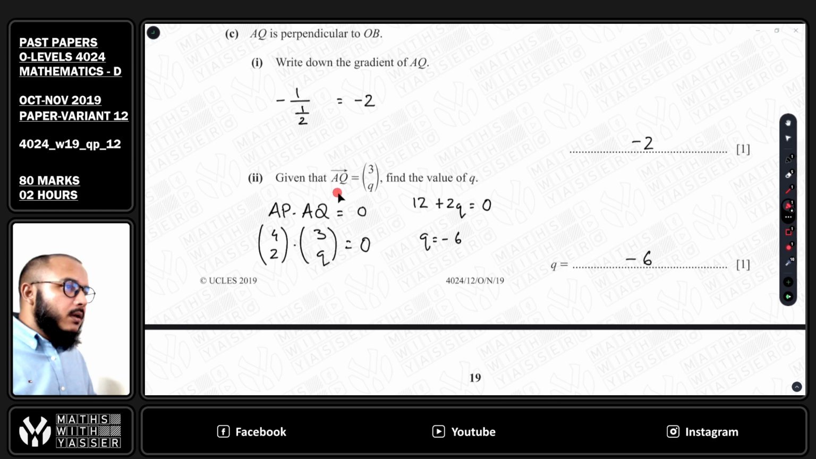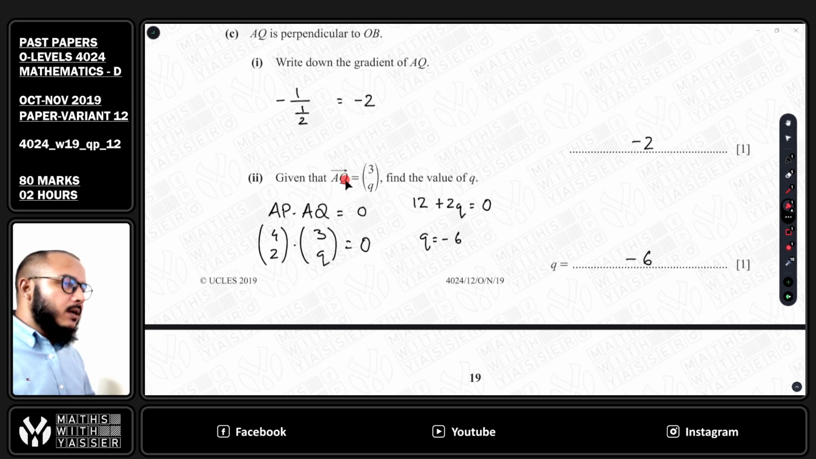It says that AQ is (3, Q). Find the value of Q. Basically, this is not a coordinate. They're actually telling us the direction of AQ. So (3, Q) is the direction. From this, we just need to find the value of Q.